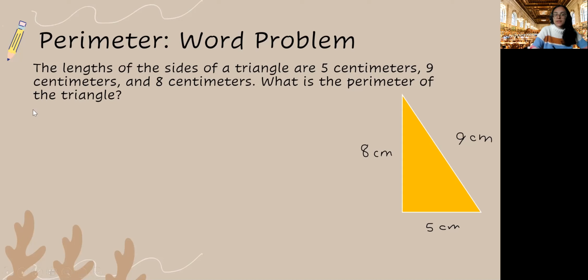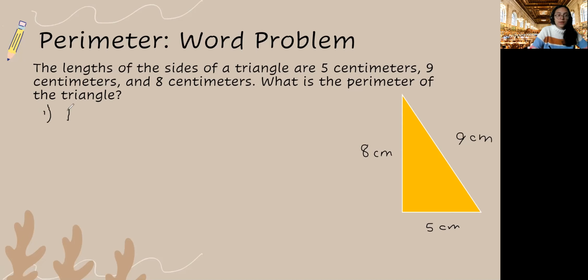Do you remember what the formula for the perimeter is? Because that is the first step. Or what is perimeter? Ask yourself, what is perimeter? What are we doing when we talk about perimeter? We're adding the sum of the lengths of the sides.